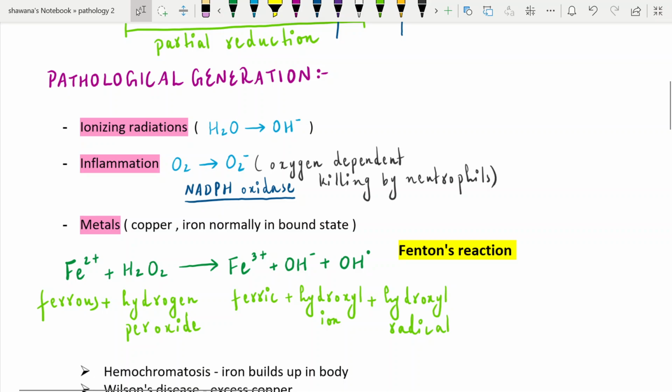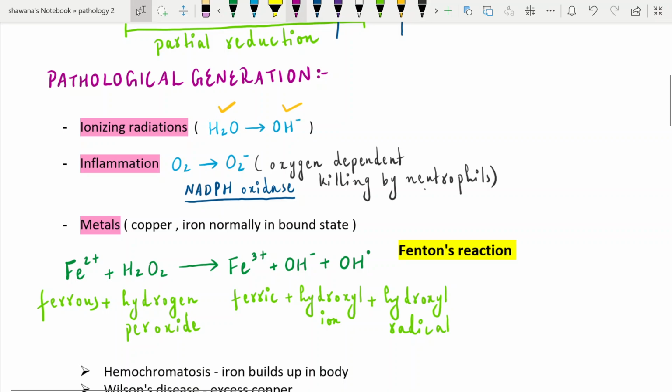Pathological generation is due to ionizing radiations. It can be gamma rays, X-rays, or UV rays as well. The ionizing radiations act upon water and convert it into hydroxyl radical. Recall that hydroxyl radical is one of the most dangerous free radicals and is most damaging to the cell. Ionizing radiations convert water to hydroxyl radical.